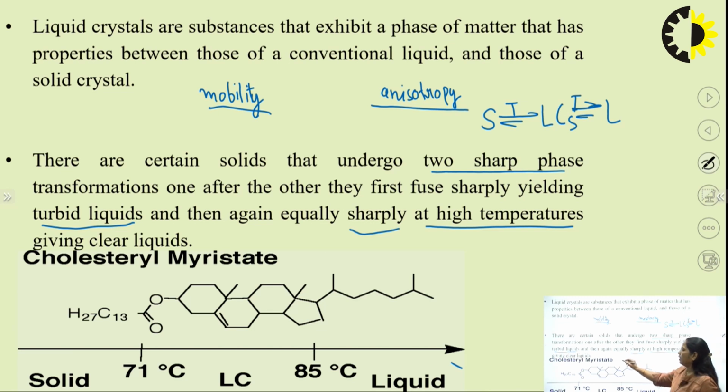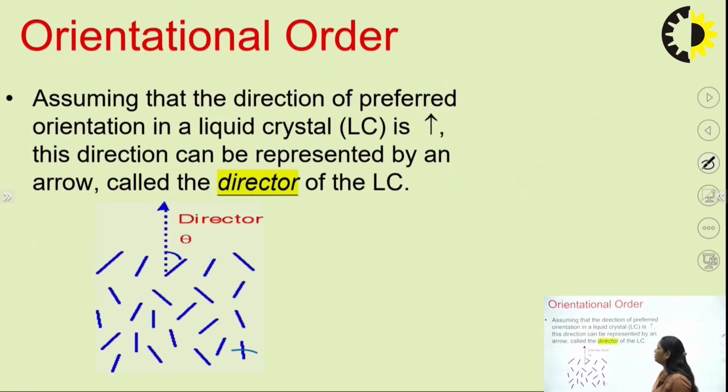So you can see that example, cholesterol myristate. So this is the molecule of cholesterol derivative. It is a cholesterol derivative in which solid converts into liquid crystal at 71 degrees centigrade and liquid crystal converts into liquid at 85 degrees centigrade. So going from solid to liquid, when two transition temperatures clearly came during this transformation, it is known as liquid crystal. Definitely a liquid crystalline state has been formed in between.